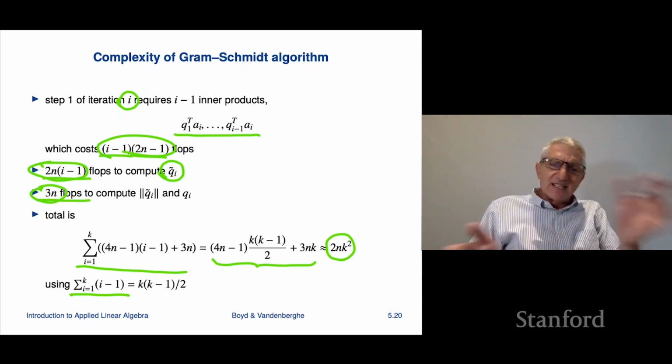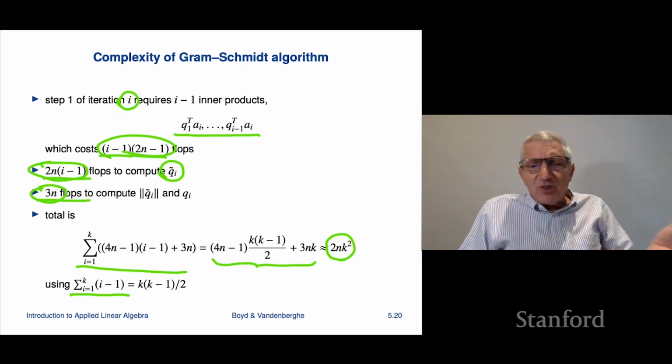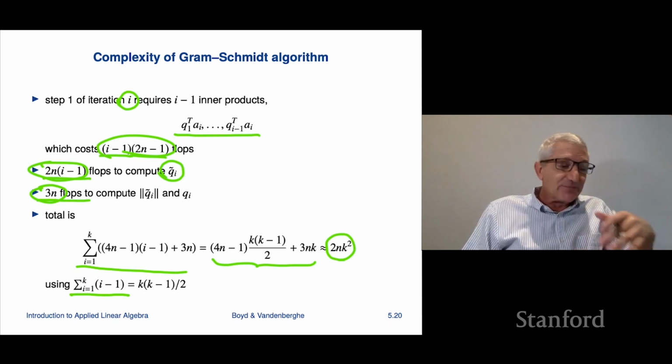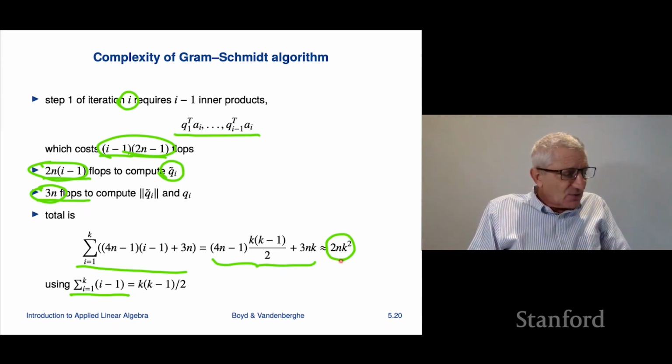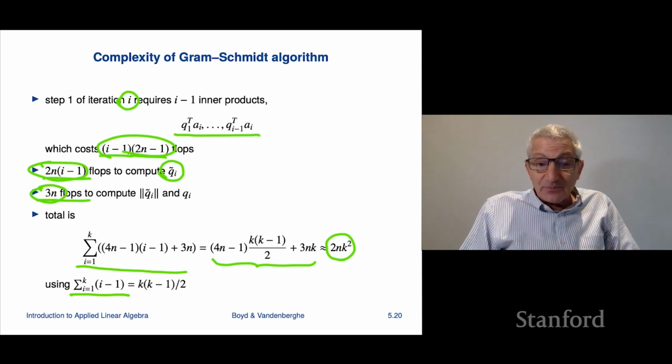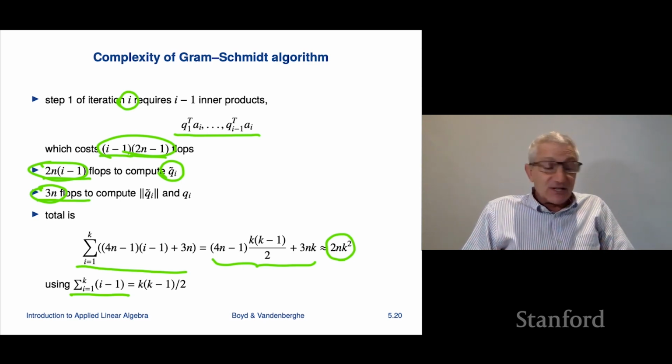And the truth is that it's not quite right. But the whole flop count model is so approximate that this is just fine, right? Because we're pretending that multiplies and adds and divisions, even a square root, because we have to calculate a norm, all cost the same, which they don't. Okay, so you get 2nk squared. That's interesting, right? Because it tells you that it is quadratic in the number of vectors that you apply it to, and it's linear, you would say, in the dimension n.